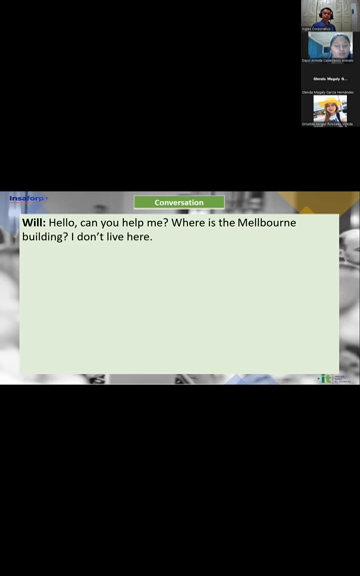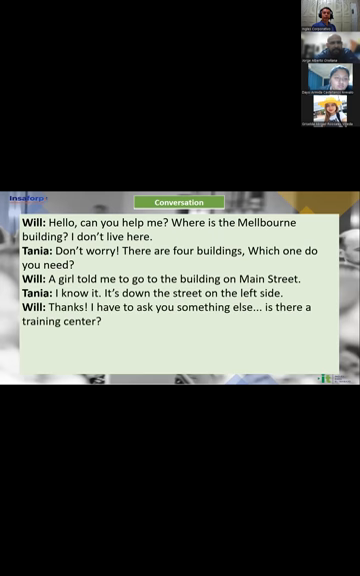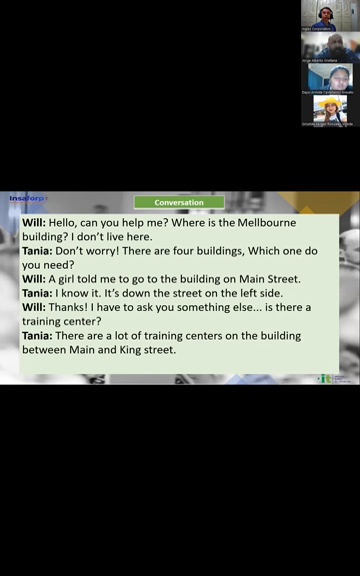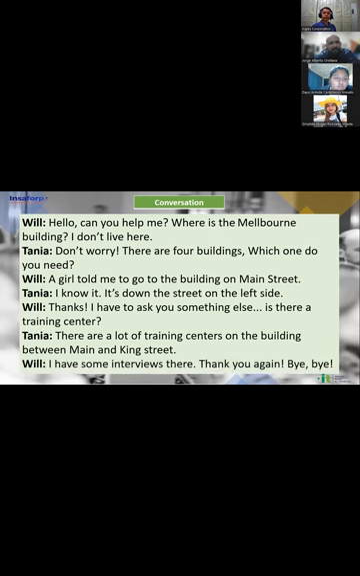Hello, can you help me? Where is the Melbourne building? I don't live here. Don't worry. There are four buildings. Which one do you need? No, a girl told me. Sorry, Griselda. A girl told me. You're Will, right? A girl told me to go to a building on Main Street. I know it. It's down the street on the left side. Thanks. I have to ask you something else. Is there a training center? There are a lot of training centers on the building between Main and King Street. Some interviews there. Thank you again.